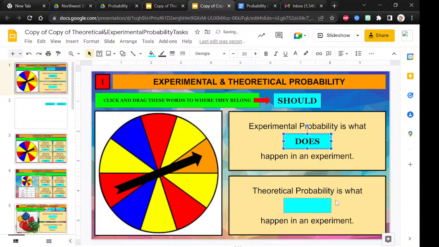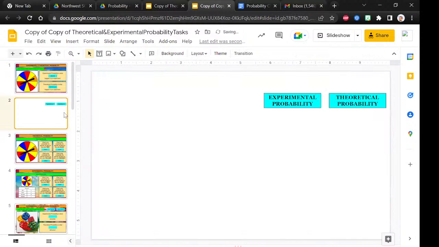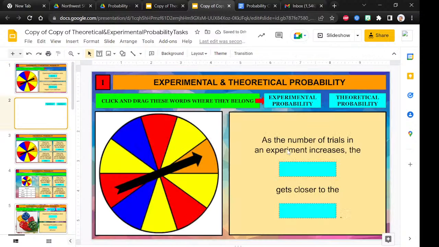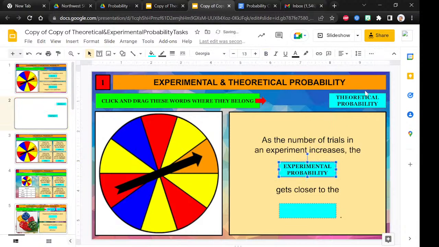Now, theoretical probability is what should happen in an experiment. So we're going to take a look at that. As the number of trials in an experiment increases, the experimental probability is going to get closer to the theoretical probability.